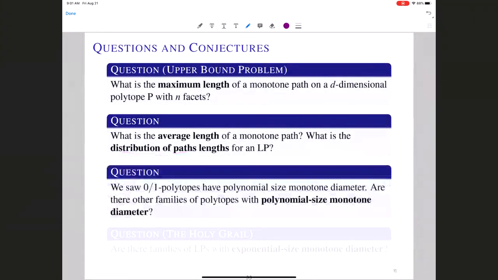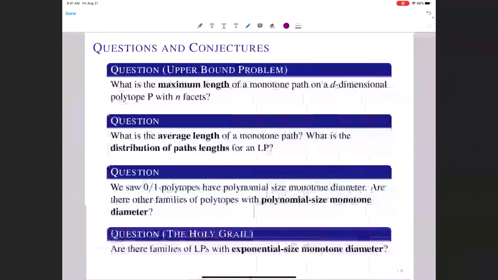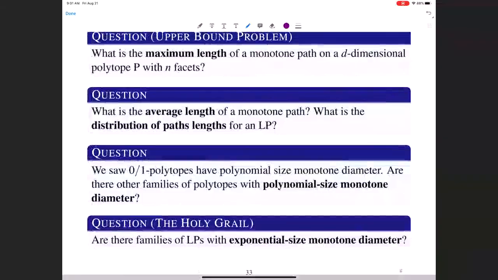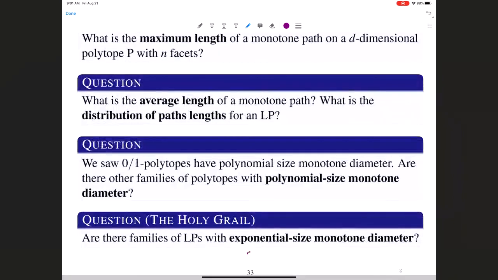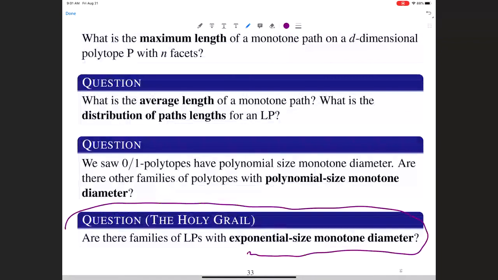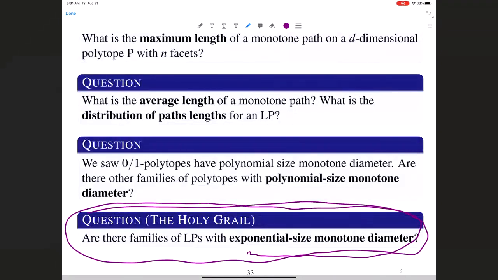Another question is, I showed you that we now have this proof that 0-1 polytopes have nice behavior on the monotone diameter. But are there other families? Maybe all of them do. If you really want to be famous, you can show that every polytope has a polynomial size diameter, right? Or you can be famous in a negative way, by finding a family with exponentially sized monotone paths. That will be the holy grail. There's even money. I think there's $1 million for this question. If you are interested in being rich and famous at the same time, this is a good opportunity.